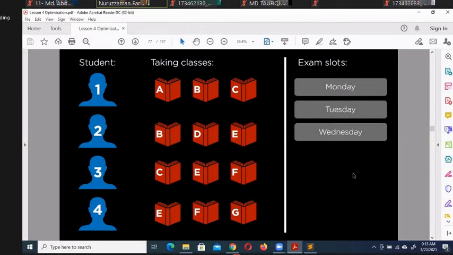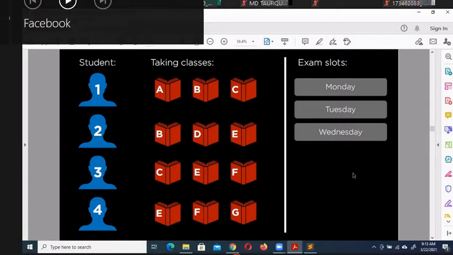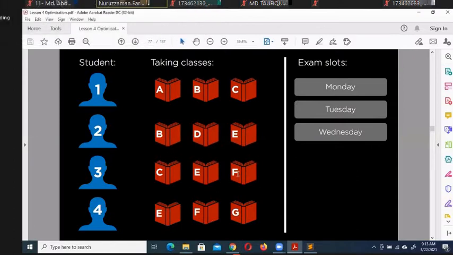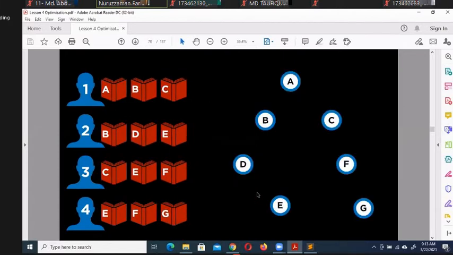So what are the constraints? Constraints are no student can have 2 exams on the same day. There cannot be two exams on the same day. That's the constraints. So this is our human idea, human concept. How can we convert this human concept into the concept of a computer? We can do that using graph theory.